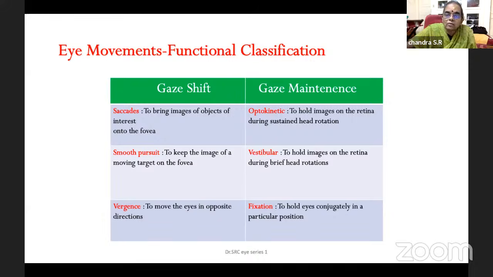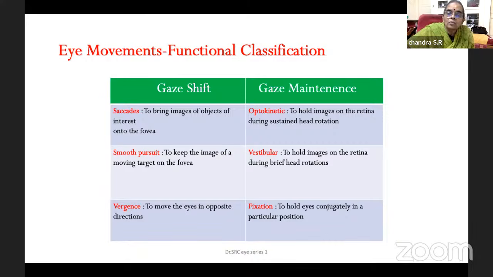So gaze maintenance is to maintain gaze in a moving environment. You are in a train, the train is moving forward, the environment is moving backward, and you want to maintain your gaze on what is coming in front of you. For that, we have the optokinetic movement. All of us have seen when we travel in a bus or train, the person in front of us will show nystagmus. That is called optokinetic nystagmus. And this optokinetic nystagmus maintains gaze on the area in front of your window. You don't want to see the object which has crossed. You just want to maintain your field of vision across the window, which is the optokinetic system.